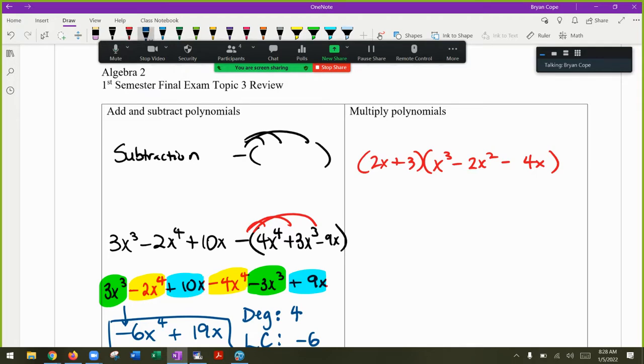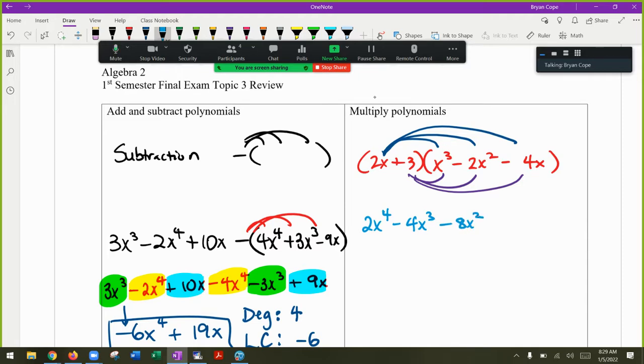But what you're basically doing is you're distributing the 2x to all of those terms, and then you're distributing the 3 to all of those terms. Okay, so let's write it out. We've got 2x to the fourth. You guys cool with that? 2x times x to the third. Then we're going to add the exponents. And then we're going to have minus 4x to the third. That's the 2x times the negative 2x squared. And the last distribution is going to be negative 8x squared.